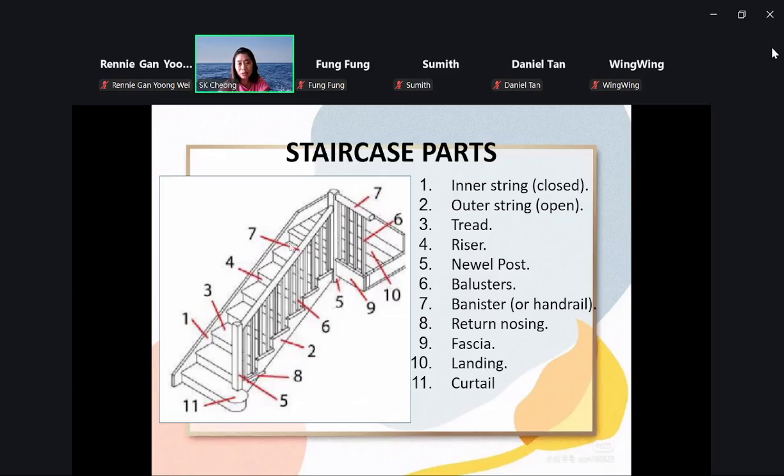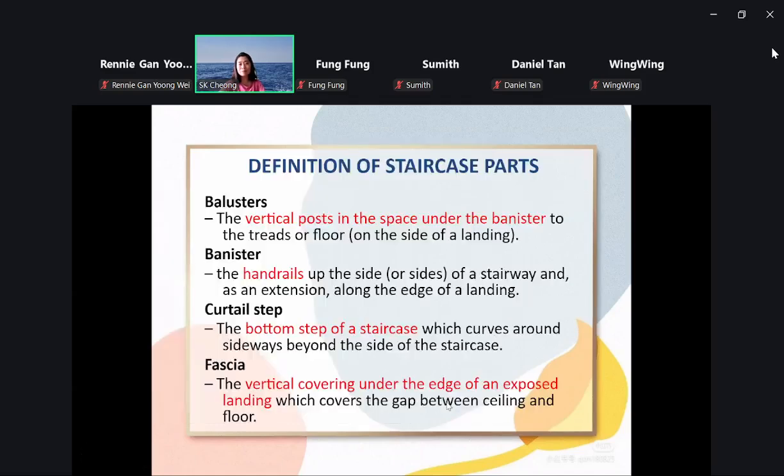Oh, this is the outer. Okay, number 1 is inner. Then what is number 2? The outer. So when you sketch it, we can easily name it. Okay.